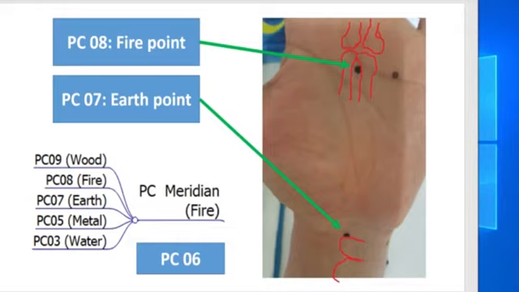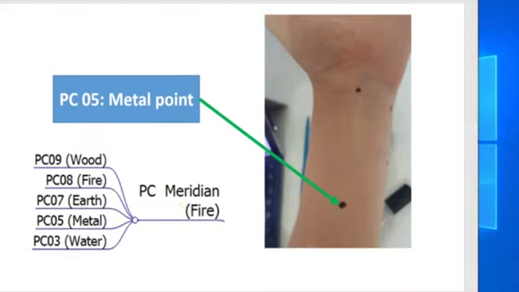And next one is the metal point, which is three thumbs or four fingers. This is the metal point, between the tendons as well, PC5. It looks like 1, 2, 3 thumbs or four fingers.